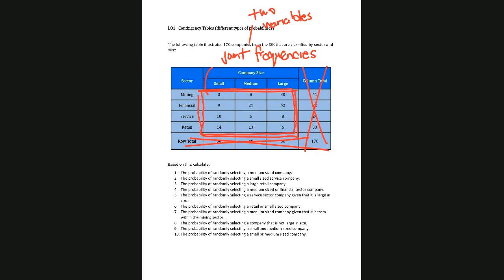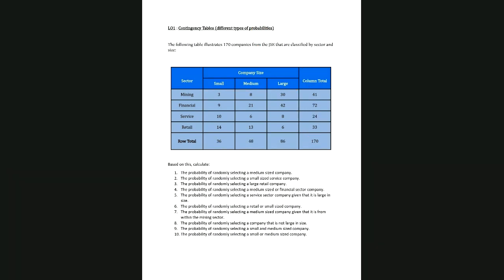So question 1 says, based on this, calculate the following. Question 1 says the probability of randomly selecting a medium-sized company. So remember, in this contingency table, firstly, I had said to you that the column total and the row total would look at one specific variable at a time. And in the first question, they did say to you, calculate the probability of randomly selecting a medium-sized company. So they only referred to medium-sized. They didn't refer to the sector to which the company belonged.